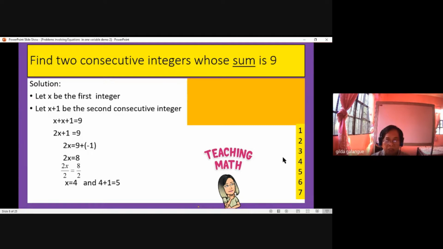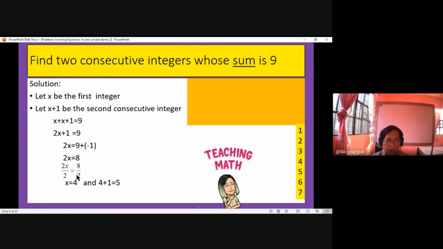Now we are in the algebraic method. Using an algebraic method, let x be the first consecutive integer and let x plus 1 be the second consecutive integer. So x plus x plus 1 equals 9. 2x plus 1 equals 9. 2x equals 9 plus negative 1. 9 plus negative 1 equals 8. 2x equals 8. Dividing both sides of the equation by 2, 2x divided by 2 is x. 8 divided by 2 is 4.